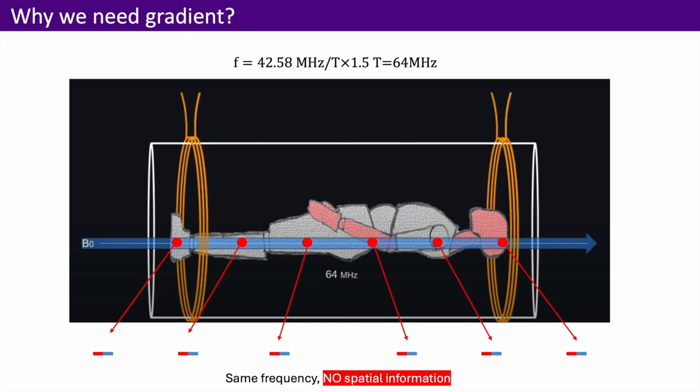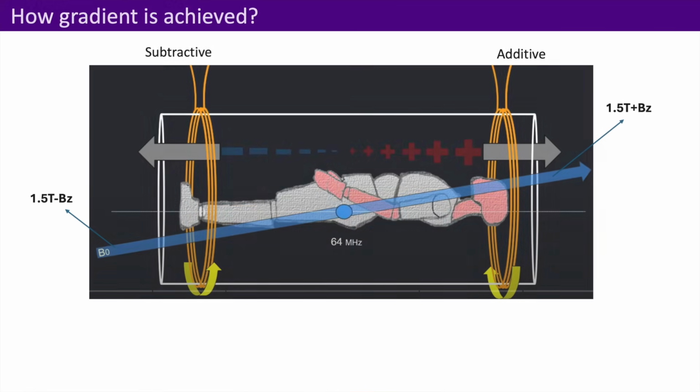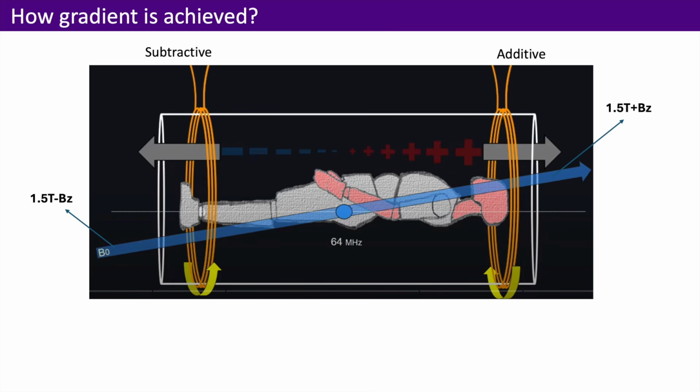As we showed before, the only way to change the frequency is by changing the magnetic field, because the gyromagnetic ratio is an intrinsic property which we cannot change. So how is the gradient field achieved?